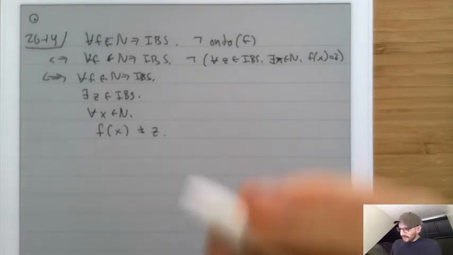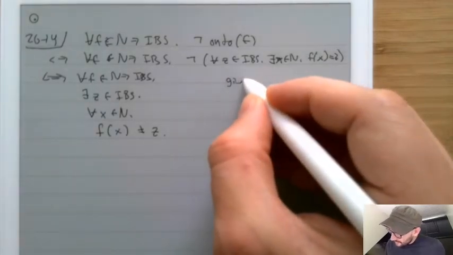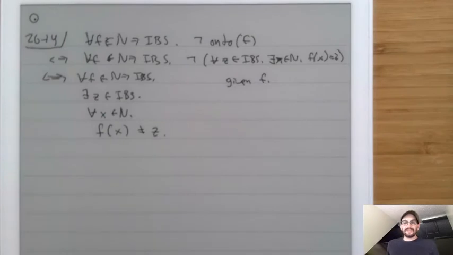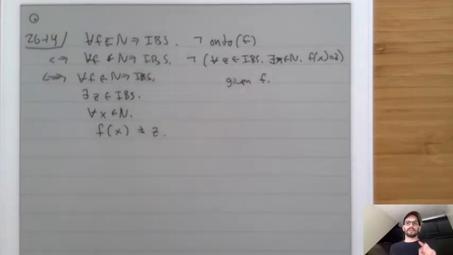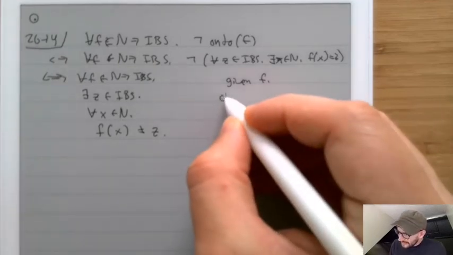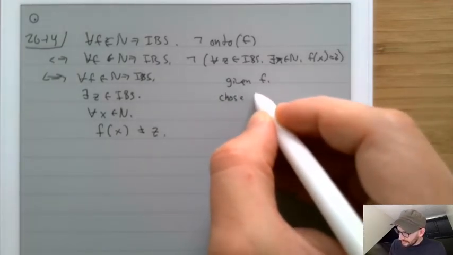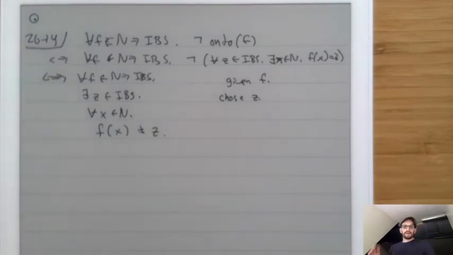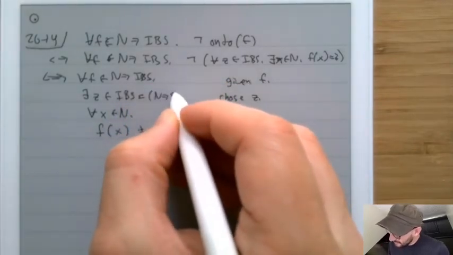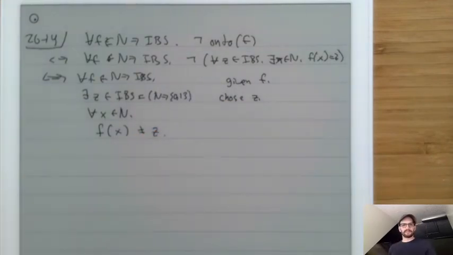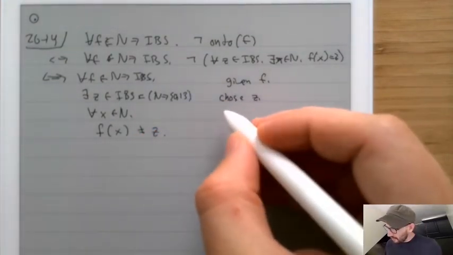Okay, so that means that we are going to be given an f. So someone believes that they've come up with a function that is onto that goes from N to IBS, and they call that function f, and we're going to tell them that it's not onto. So then what we need to do is we need to choose z. Well, remember, what is z? Z is a function, right? Z is a function that goes from N to {0, 1}, right? And so we're going to choose the following function z.